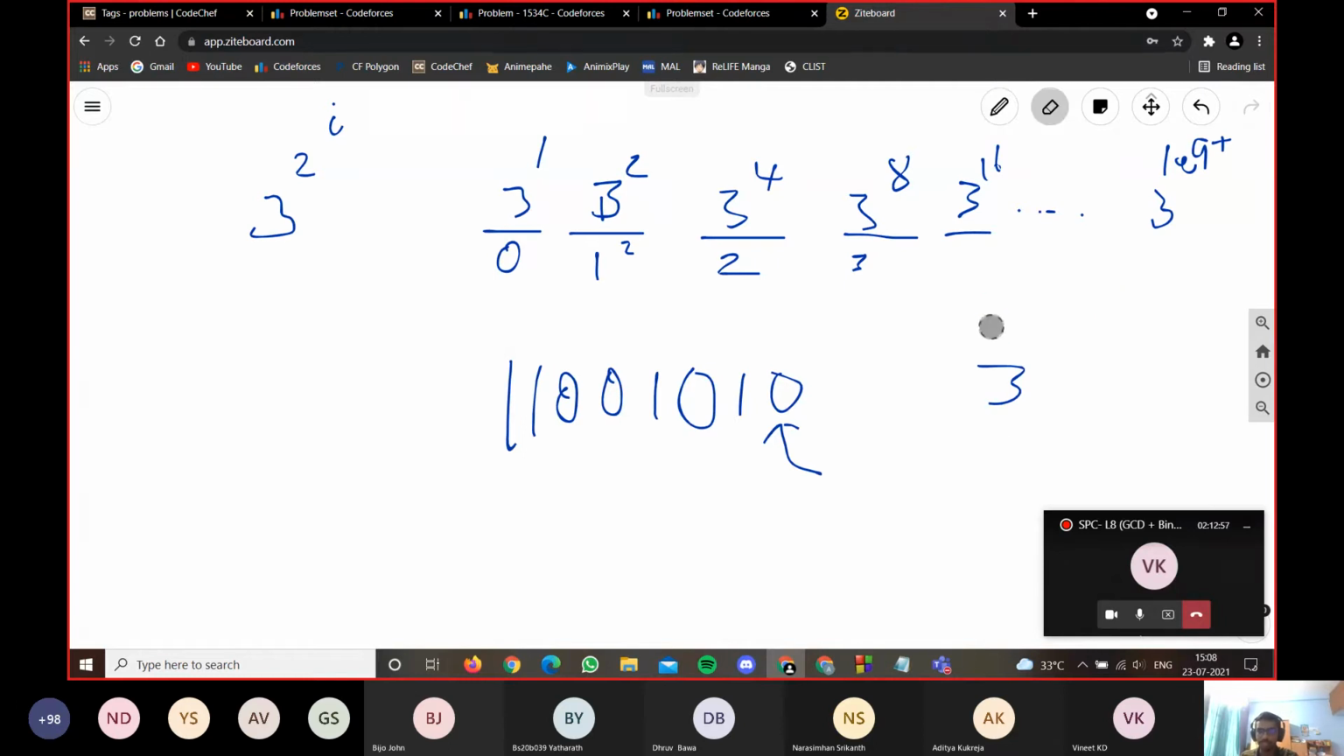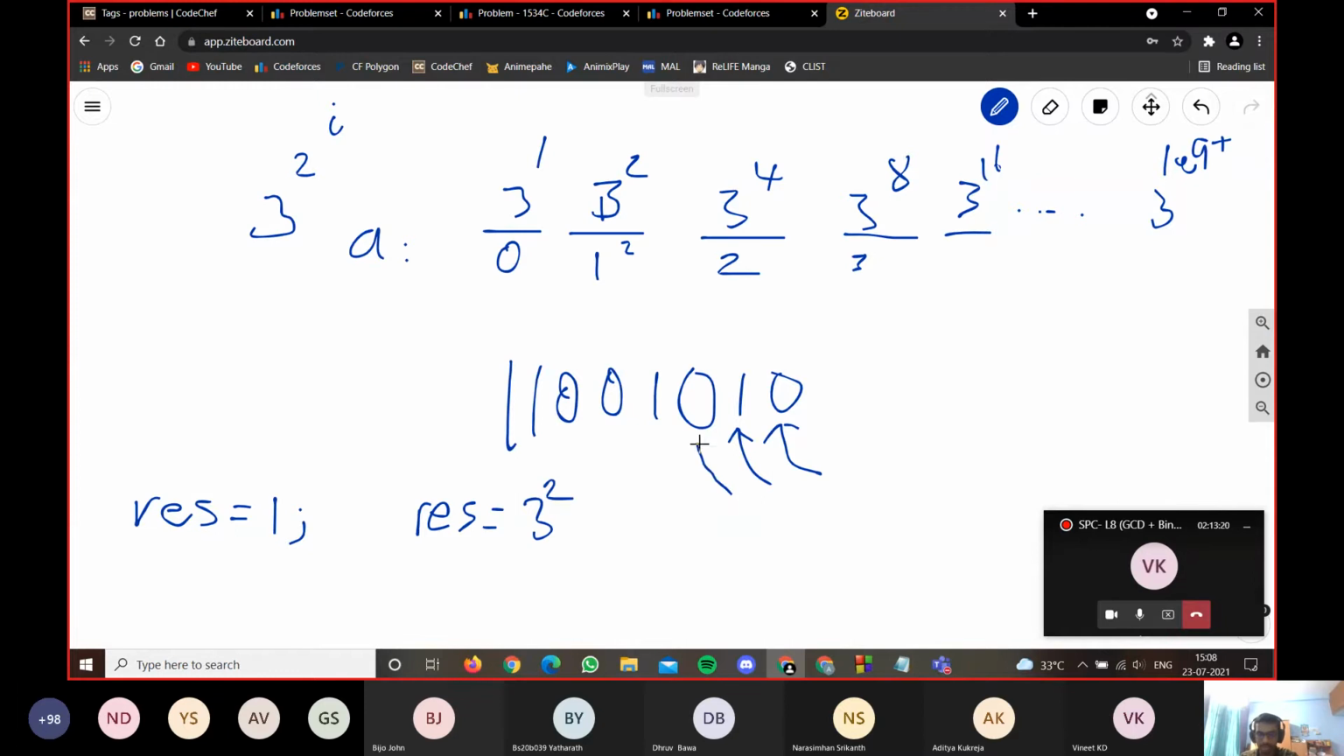So I'll now initialize a variable result to 1. Result equals 1. Now, the 0th bit is 0, so I will not do anything. Now, the first bit is 1. Let's say this array was a. I will multiply a of 1 to result. So now result will become 3 square.